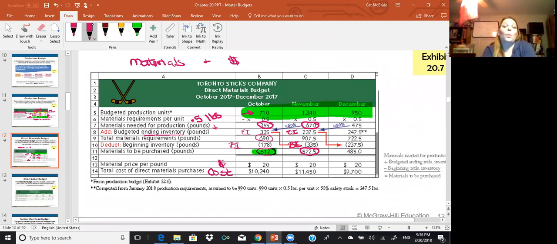Producing more. We're producing more in November to get ready for December.